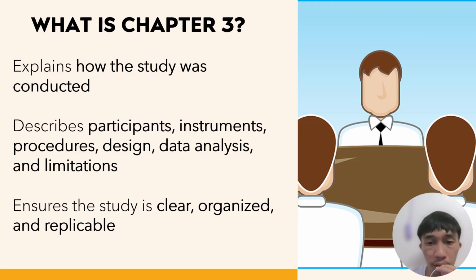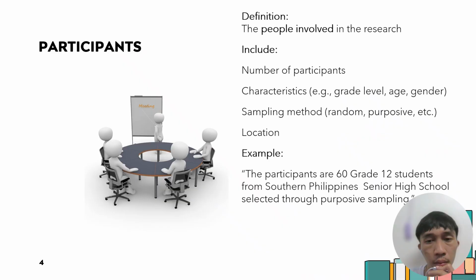So what is chapter 3? Let's understand first what chapter 3 is. It explains how the study was conducted. Chapter 3 is the heart of the research process. It tells how the study was done, and it describes our participants, instruments, the tools we use, and the procedure or the steps we follow to collect and analyze the data. Basically, this chapter ensures that our research is organized and can be replicated by others.